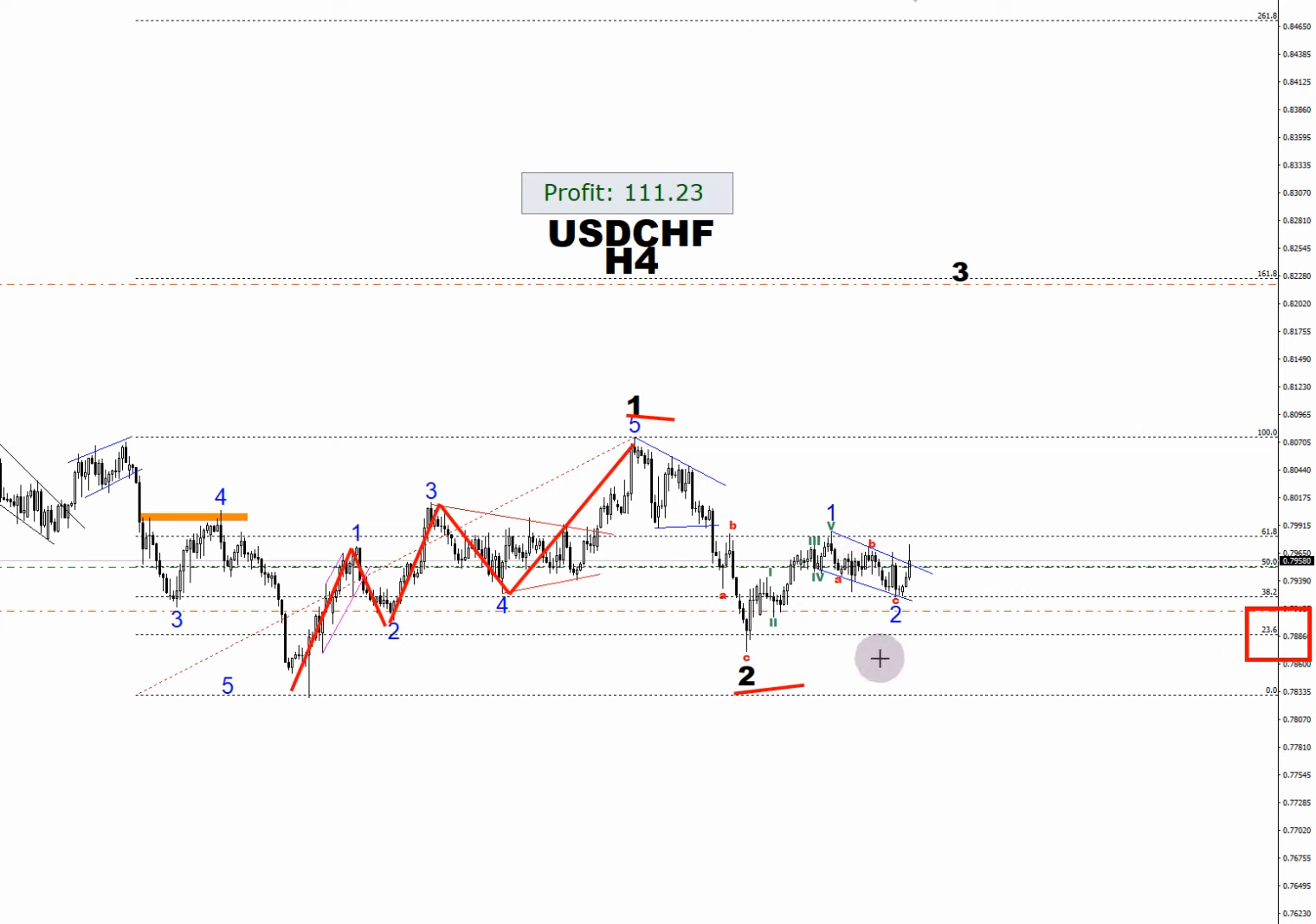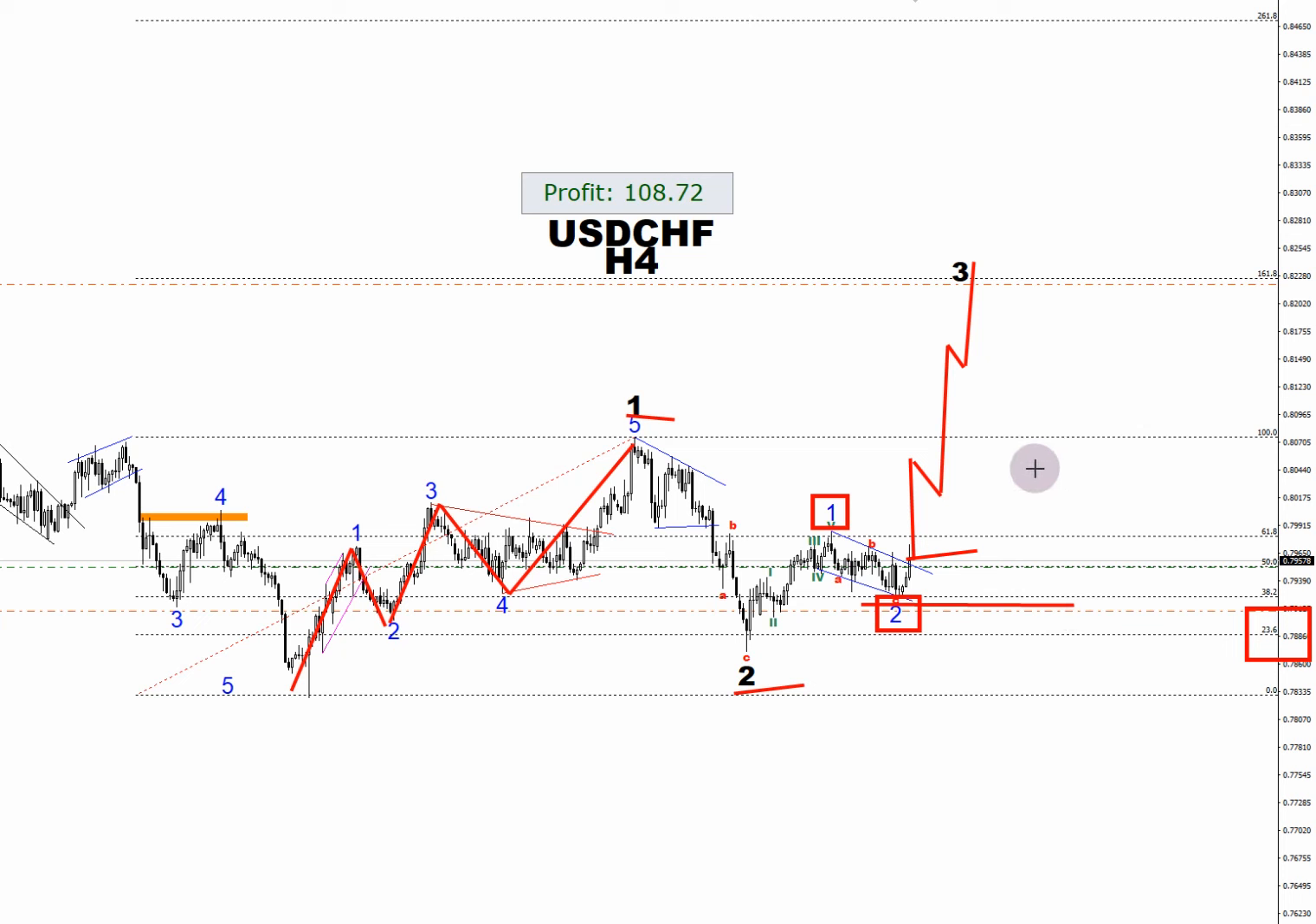Following this, we experience an ABC correction representing the second wave, which notably declined to the 236 level on the Fibonacci retracement scale. After this correction, we are now witnessing the emergence of a new first and second wave, indicating the beginning of a new trend. Additionally, we have been maintaining long positions on the dollar-franc pair since last week, and presently a third wave is developing. Place the stop after the second wave.